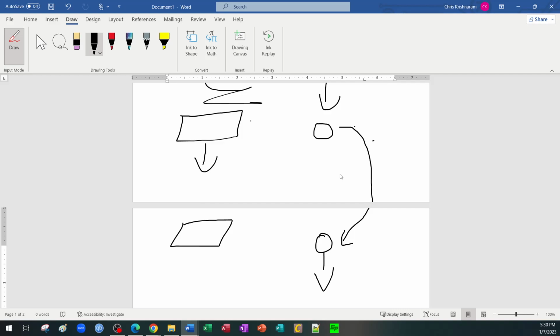Okay, thank you. So the main purpose of the connector, once again, is to indicate that one part of the pseudocode is connected to another part of the pseudocode. That's the main purpose.